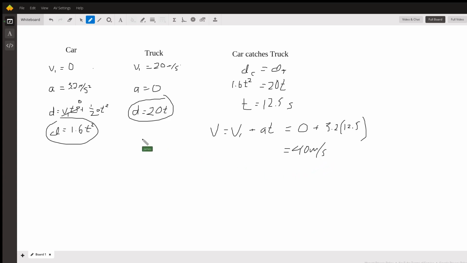If we need to, we can go back to these distance equations and find out where the car passes the truck as well. Simply substitute our time of 12.5 seconds into either of these equations. In fact, if you enter it into both equations, you should get the same answer, which tells us the car and the truck have traveled the same distance and the car has caught the truck.